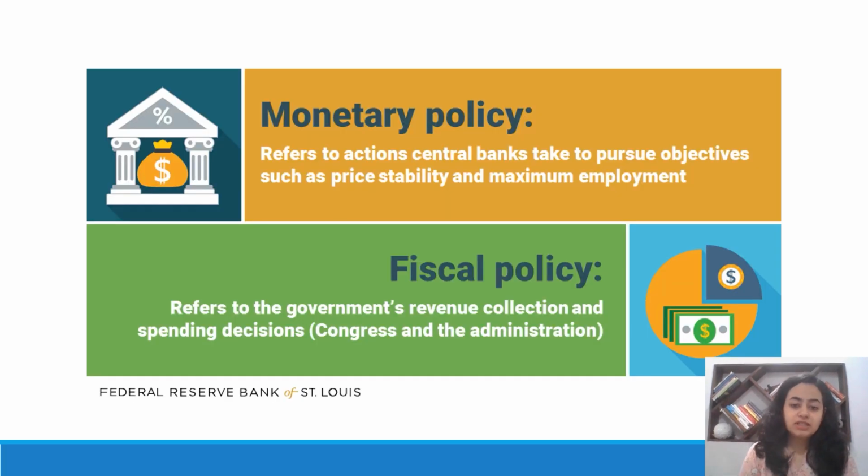So monetary policy refers to actions that the central bank takes to pursue objectives such as price stability and maximum employment. Whereas fiscal policy is the government's revenue collection and spending decisions. So monetary policy is something that the government works upon via the central bank, and the fiscal policy is basically the treasury or the revenue and the taxation and the spending of the government.